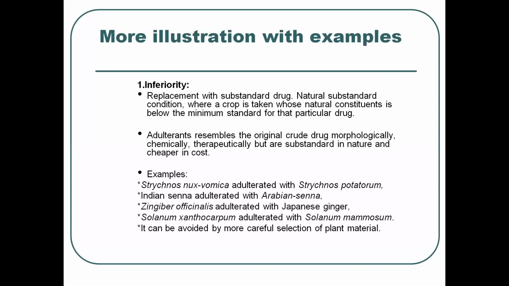Examples, what are they in this? A few examples we have here. Strychnos nux-vomica: this is the standard species of nux vomica, that is Strychnos nux-vomica. It is adulterated with Strychnos potatorum, which is of inferior quality. Strychnos nux-vomica and Strychnos potatorum, both of these are similar. Then Indian senna adulterated with Arabian senna. Third one is Zingiber officinale, that is your adrak, adulterated with Japanese ginger, which is inferior in quality. Then Solanum xanthocarpum adulterated with Solanum mimosum.